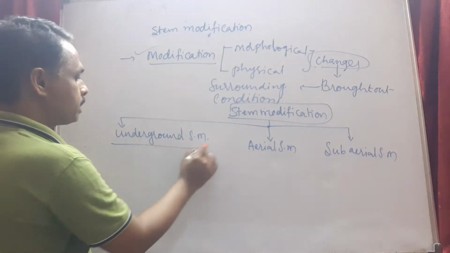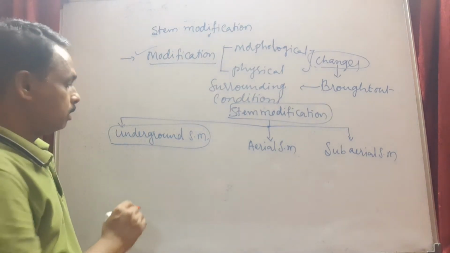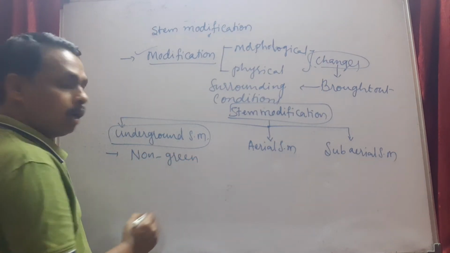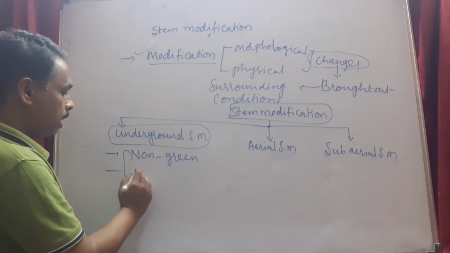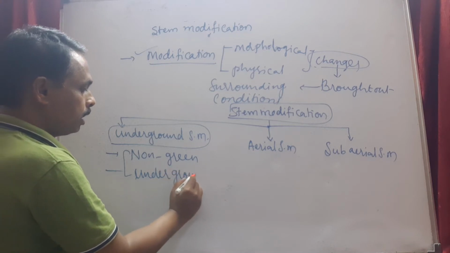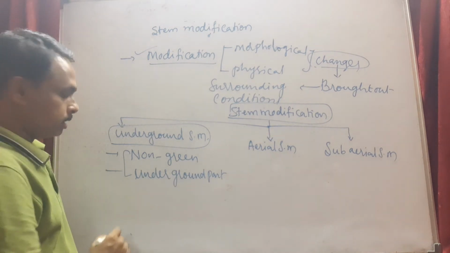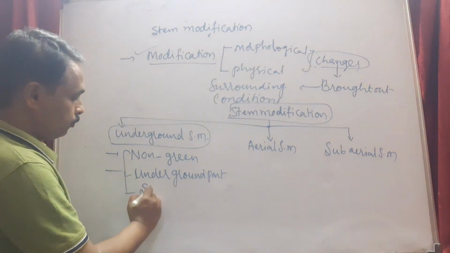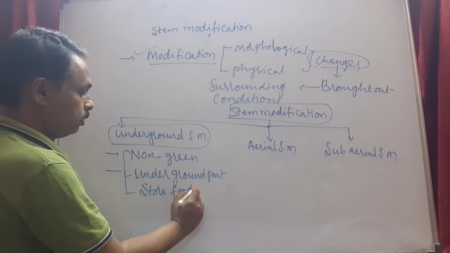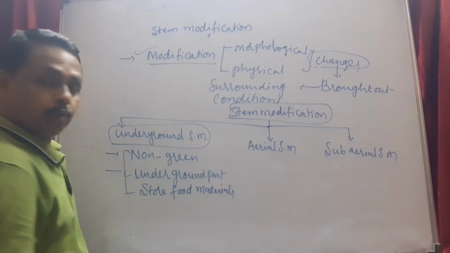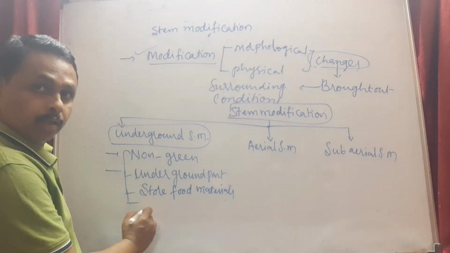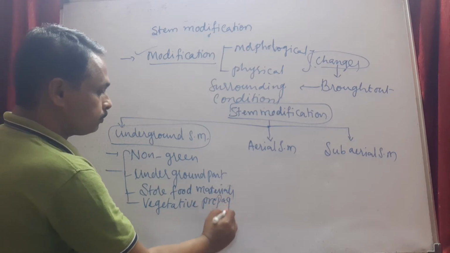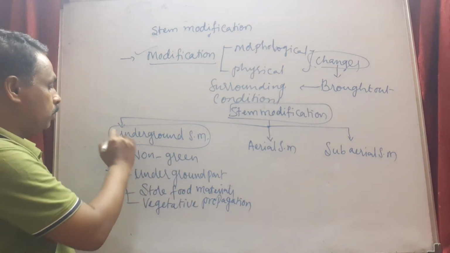Now, when you're talking about the first category, which is called underground stem modification, the underground stem looks non-green. It is the underground part of the stem, which stores food materials and helps for vegetative propagation. These are the characteristic features of underground stem modification.